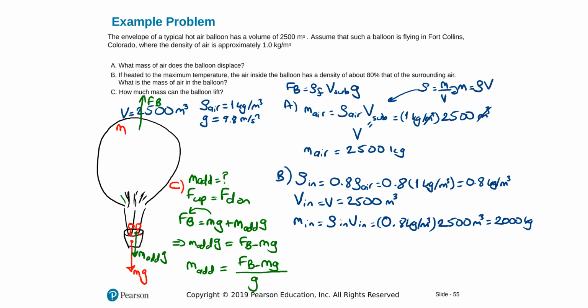Now I'm going to put in the numbers and solve for my added mass. I have to find the buoyancy force. The rest are known, and I know buoyancy is always rho of fluid times submerged volume times g. Rho of fluid is rho air here, and V submerged is V balloon, times g. That will give me the buoyancy force.